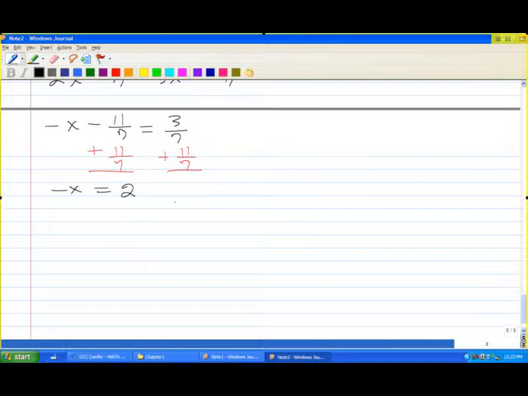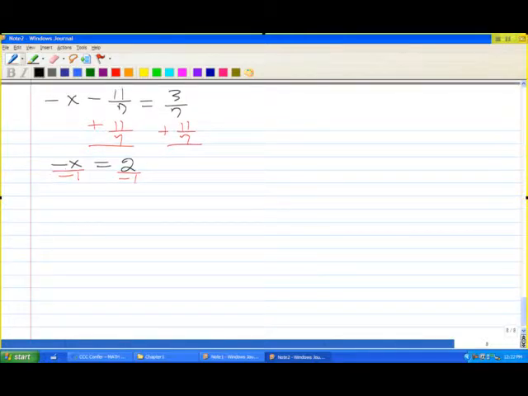And so let me solve for x. Let me divide both sides of my equation by, well, if you remember, the numerical coefficient of negative x is a negative 1. So let me divide both sides of my equation by negative 1. That's the coefficient multiplying x. Negative x divided by negative 1 is just x. Positive divided by negative is negative. So x is equal to a negative 2.